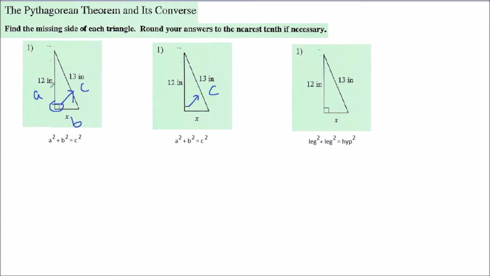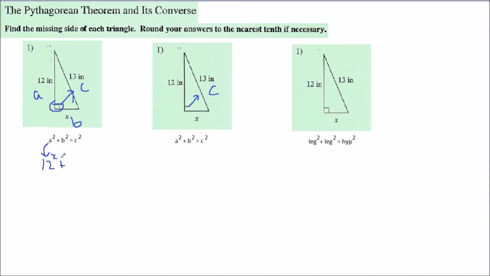So number 1, I could call 12 the value for a, b can be x, or leave it as b if you want, and 13 would be the value for c. So when I come here to my formula, I'm going to plug in 12 for a. So I'm just substituting, taking a out, putting in 12. I'm still squaring it though, because that's part of the formula. I still have addition as part of the formula.